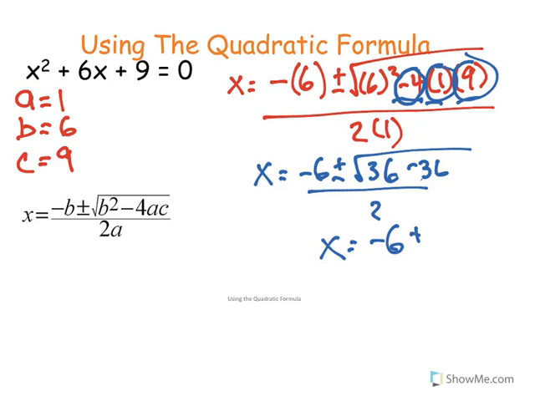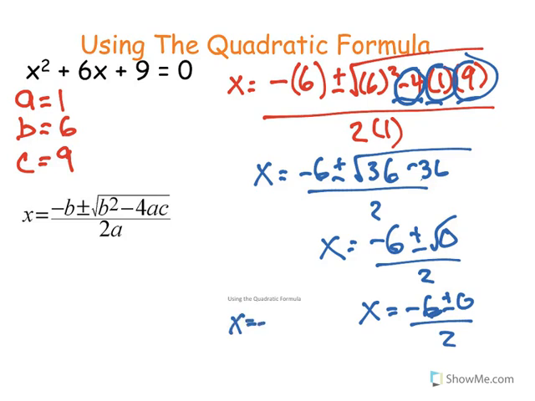So what happens here? Negative 6 plus or minus the square root of, well, I mean 36 minus 36 is 0. So I get x is equal to negative 6 plus or minus 0 over 2. Well, this is going to be kind of silly. I'm not going to set up negative 6 plus 0 and negative 6 minus 0 because they're the same. So this just becomes x is equal to negative 6 divided by 2, which means x is equal to negative 3. This is a perfect square trinomial.